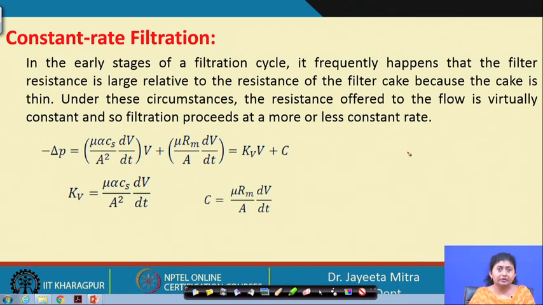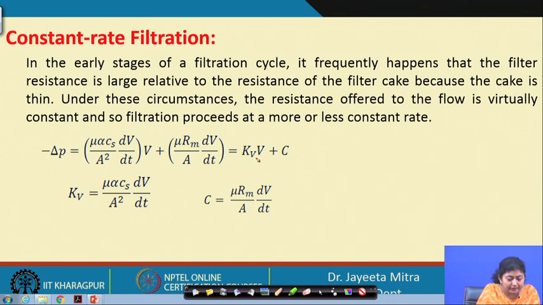So, initially, at the onset of deposition, the resistance offered by the filter medium is high compared to the resistance of the cake, and constant rate of filtration prevails. This can be seen from the same equation we have taken, relating the velocity dV by dt divided by A with delta P, as mu alpha Cs into V by A plus mu into Rm. That equation we have taken, in terms of pressure drop and V.